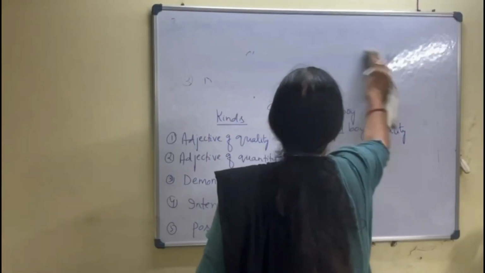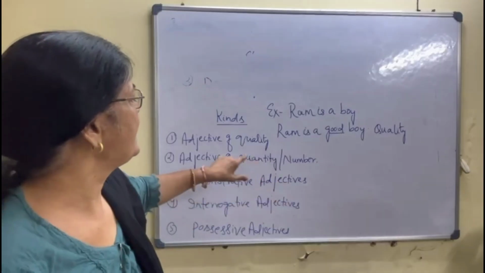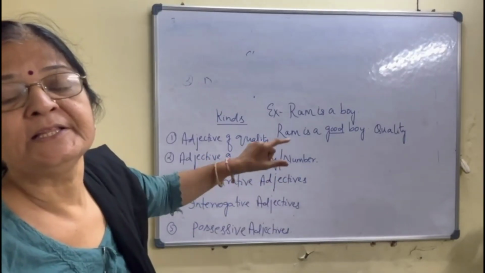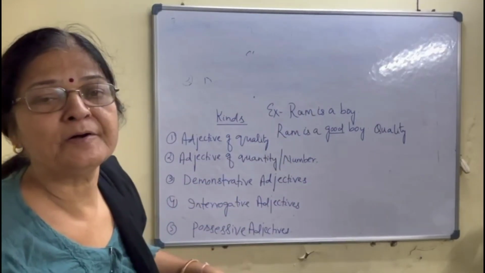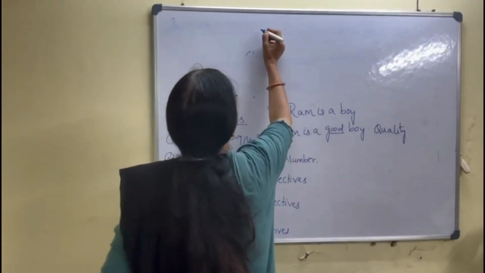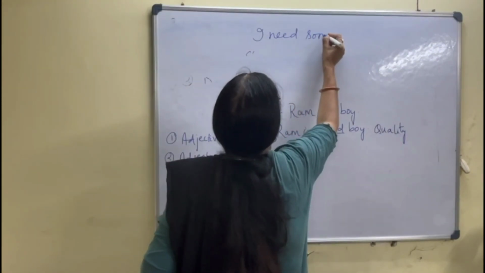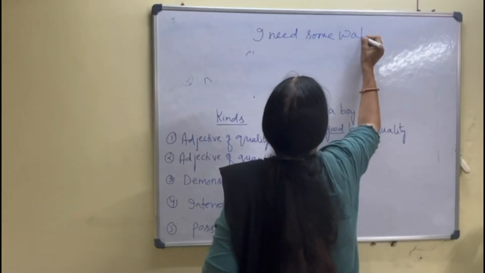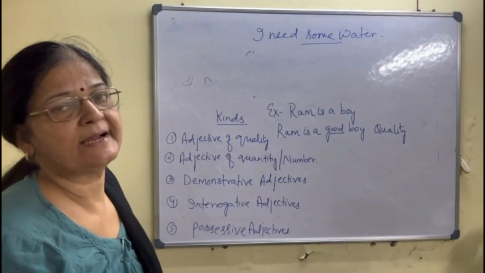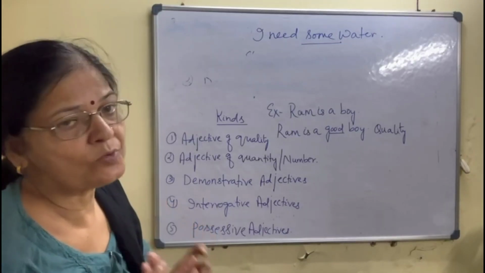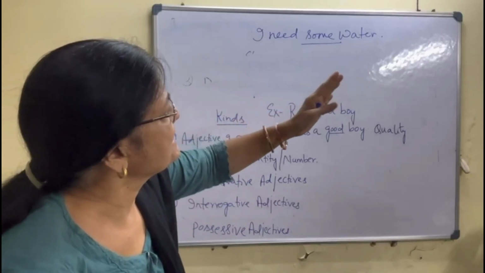The second type is adjective of quantity or adjective of number. Adjective of quantity shows the quantity of a noun. Adjectives of number show the number of a noun. For example, when I say, I need some water, some is the quantity of water that I need. मुझे क्या चाहिए? मुझे थोड़ा पानी चाहिए. Quantity. मुझे थोड़ा पानी चाहिए. I need some water.